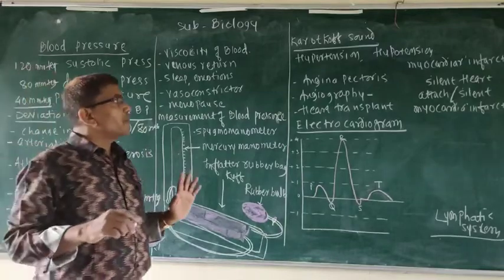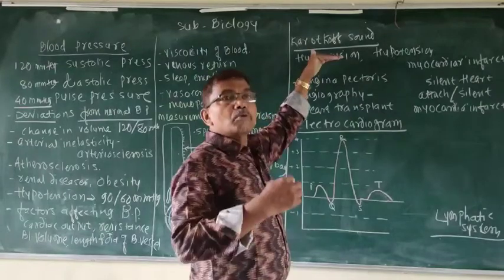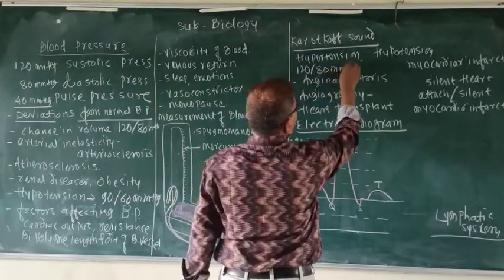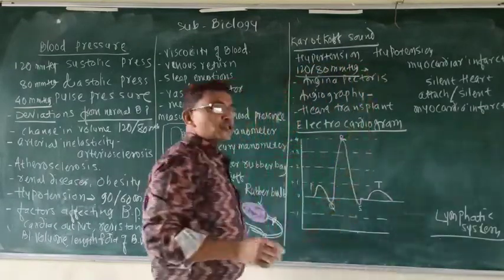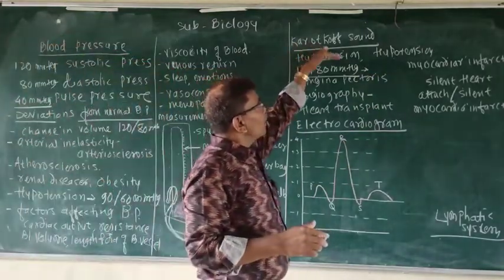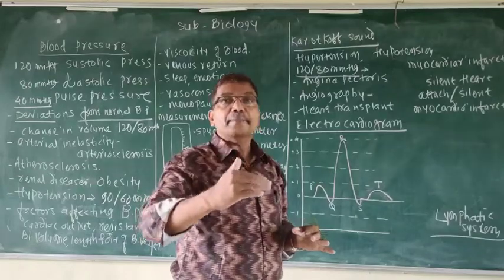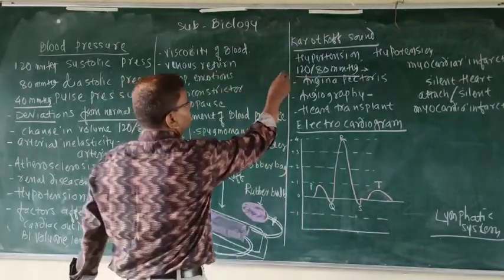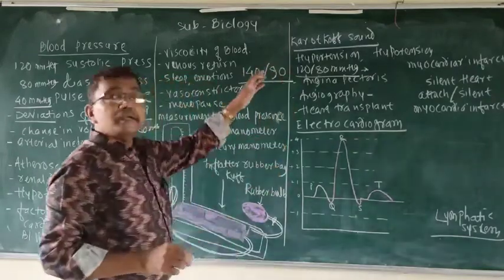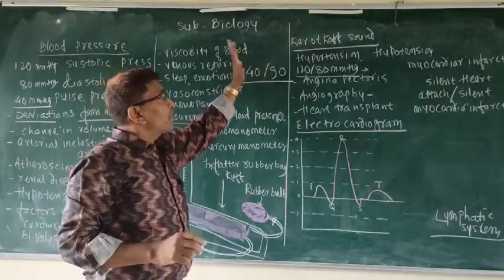Blood pressure is divided into two types. There is hypertension, above 120/80 mmHg. If the blood pressure remains above this range, above 120 mm, it is an indication that the person is going towards hypertension. If it goes above 140/90 mmHg, 140/90 is the threshold of high blood pressure or hypertension.